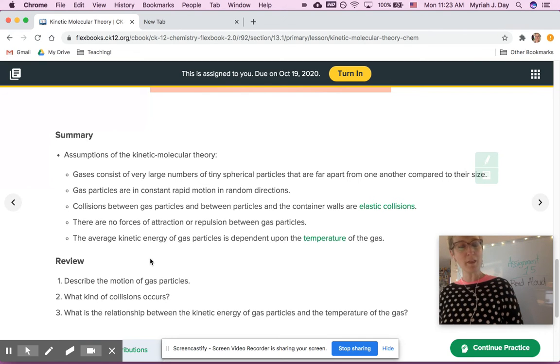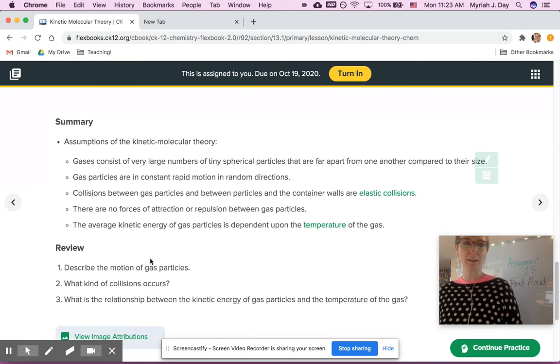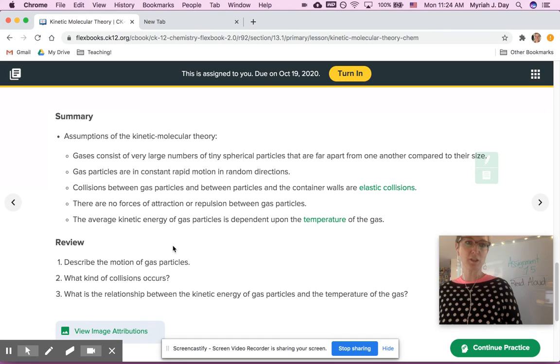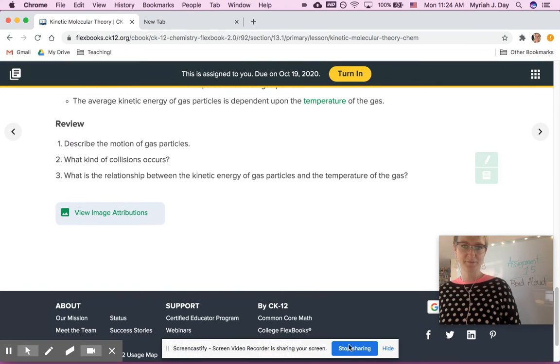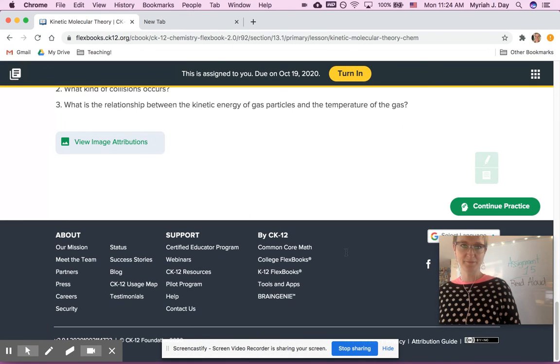Quick review, things to think about before you start that practice: describe the motion of gas particles, what kind of collisions occur, and what is the relationship between kinetic energy of gas particles and the temperature of the gas. If you have not already started to do the continue practice, go ahead and get started on that.